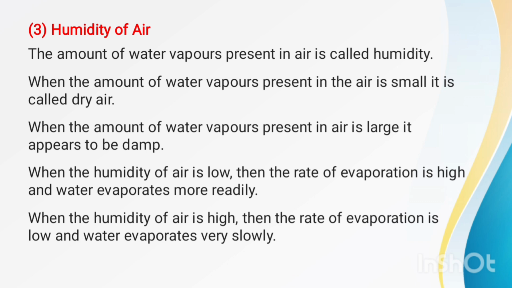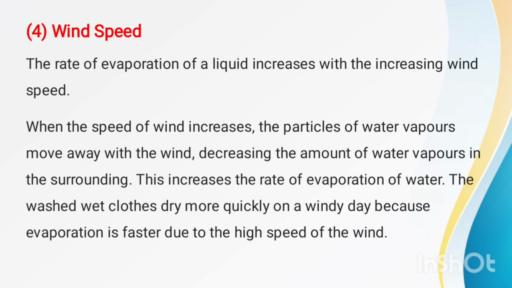Third factor, humidity of air. The amount of water vapor present in the air is called humidity. When the amount of water vapors present in the air is small, it is called dry air. When the amount of water vapors present in the air is large, the air appears to be damp. When humidity of the air is low, then the rate of evaporation is high and water evaporates more rapidly. When the humidity of the air is high, then the rate of evaporation is low and the water evaporates very slowly.